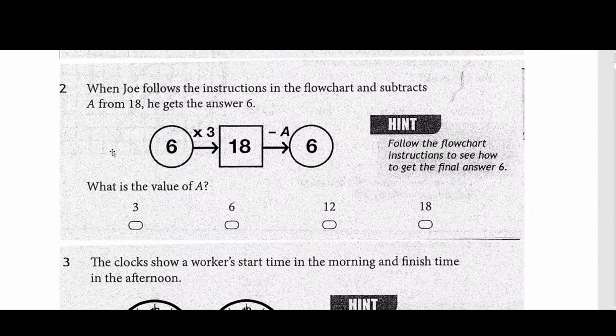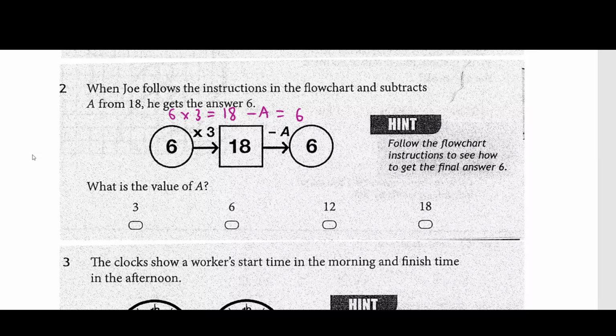Okay, question 2. When Joe follows the instructions in a flowchart and subtracts A from 18, he gets the answer 6. What is the value of A? So 6 times 3 gives 18. And then 18 take A equals 6. So we're trying to figure out what number A is going to be. 18 take A gives 6.